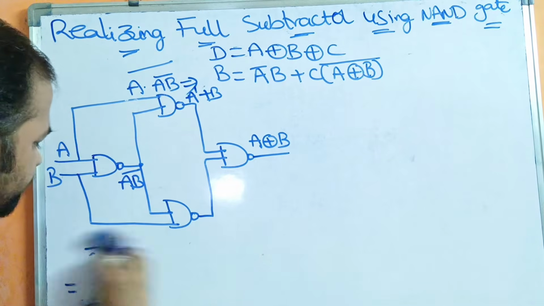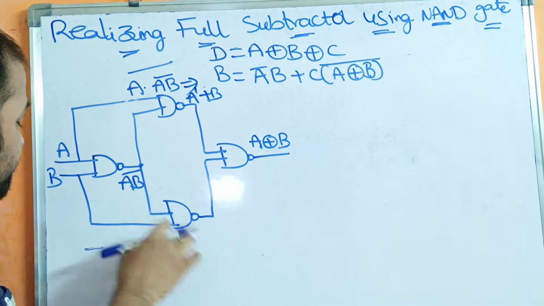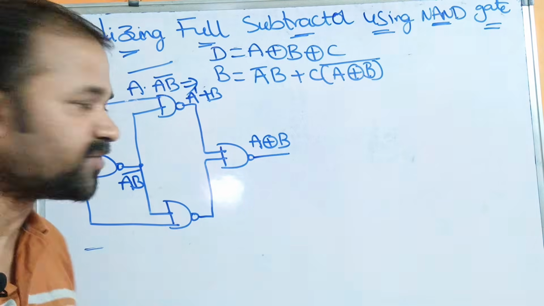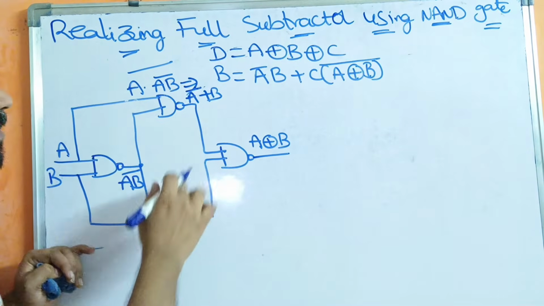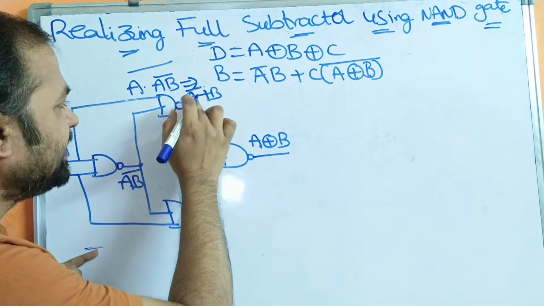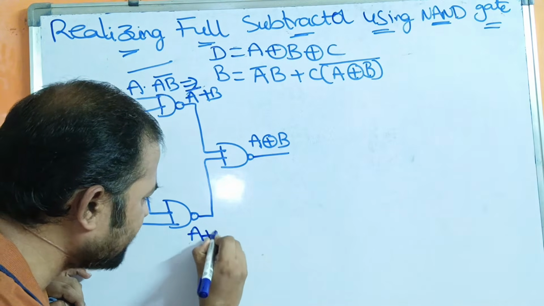Whereas let's see here, this is nothing but the reverse. This NAND gate receives input from B as well as AB bar. Okay. So it receives input from B and AB bar. So here the output of this NAND gate is A plus B bar, whereas the output of the second gate is A bar plus B.